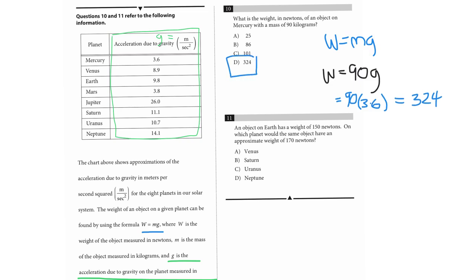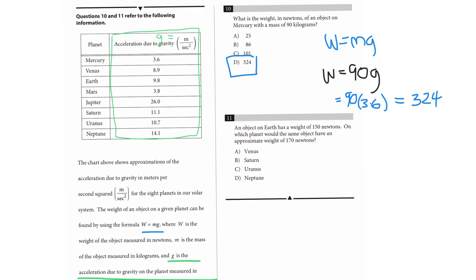Very good. Moving on. An object on Earth has a weight of 150 newtons. So we have this weight formula, W equals mg. Now they're actually giving us the weight. They're giving us W. On which planet would the same object have an approximate weight of 170 newtons? Well, that's an interesting one. We have to do a little bit of a journey here. An object on Earth has a weight of 150 newtons. Let's try to extract as much information about this little object as we can.